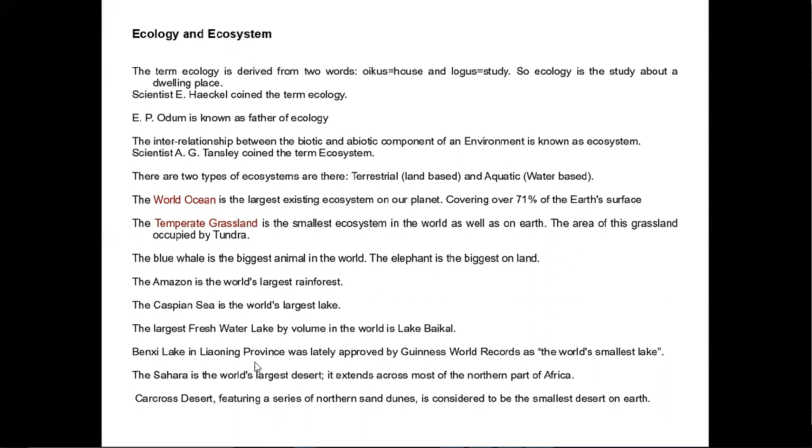And which one is the world's largest desert? The Sahara is the world's largest desert. It extends across most of the northern part of Africa.